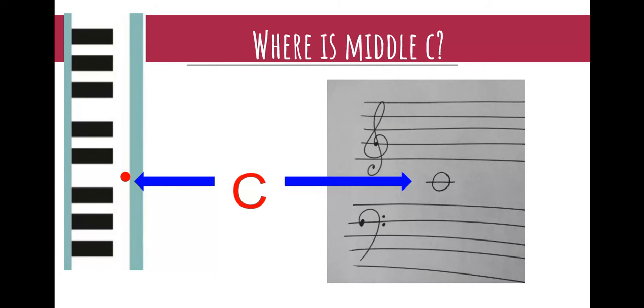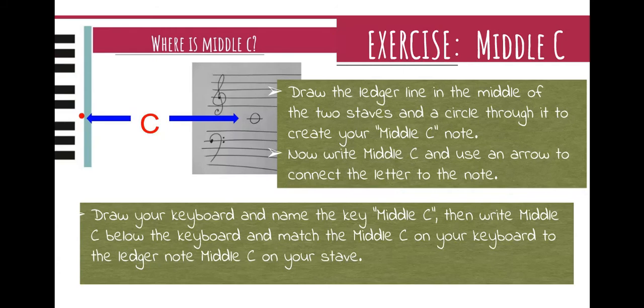And you can see this diagram. We've linked, on the right hand side, the staff with middle C written there. On the left hand side you've got the piano keyboard with the little red dot that shows where the C is played on the piano.